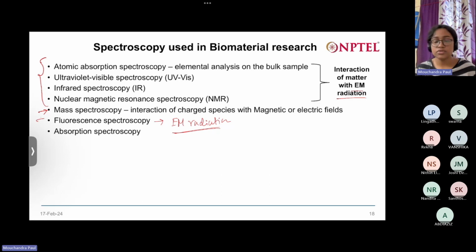Then there is absorption spectroscopy as well, where some radiation is absorbed, and we get characteristic peaks. So these all are spectroscopic techniques, and now I'll show you guys how they are used for answering various kinds of questions in biomaterial research.